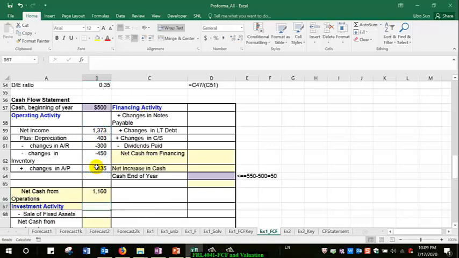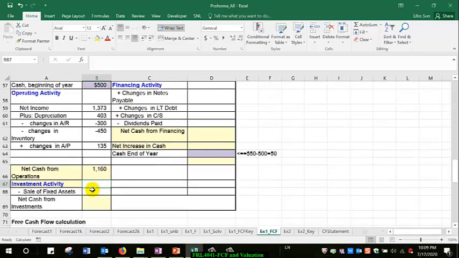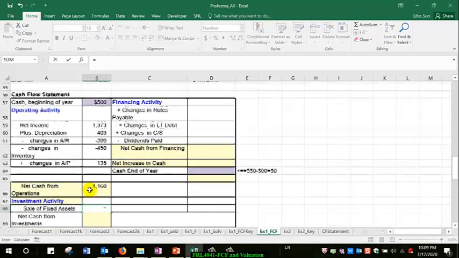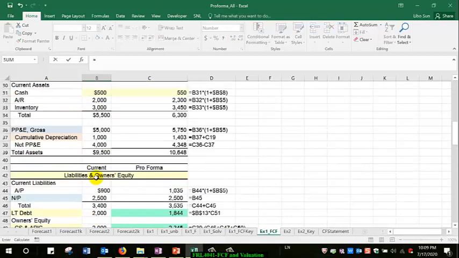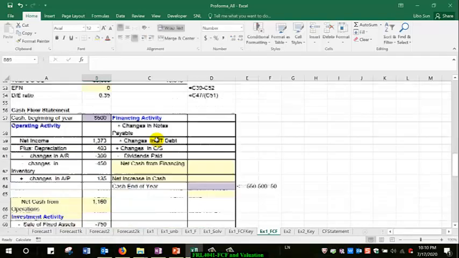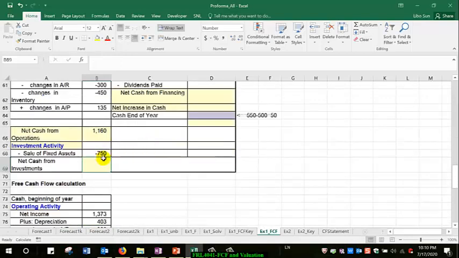Now we have a total net cash flow from operations. For investment activity, typically we want to look at the sales of fixed assets using gross fixed assets change. Again, increase means outflow. So I'm going to use gross, look at old minus new. Right. So that's the only item here.